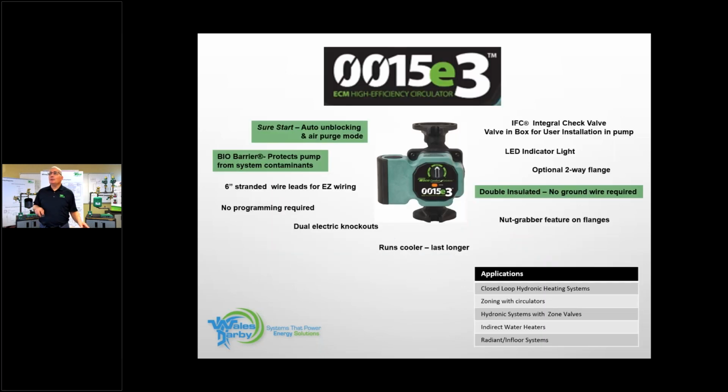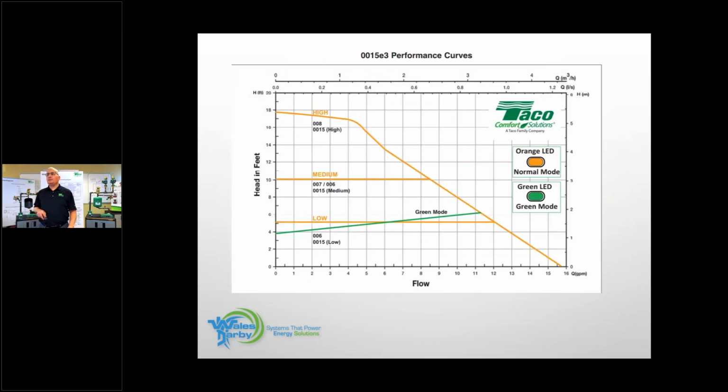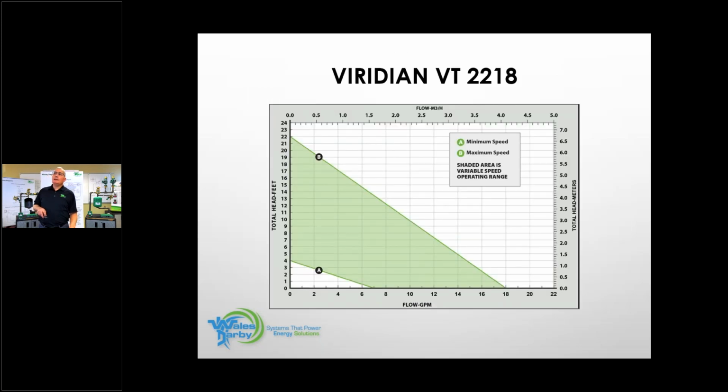There's the sweet spot. 0015E3, same features and benefits, except it's a 3-speed variable speed pump: variable speed on low, variable speed on medium, and at high, we're at high speed and full power. All right, VT2218, everything within that green band is where this circulator can operate. It's a delta T circulator, so it'll recreate pump curves as zones open and close. So we're not following one set pump curve, it actually recreates them as we're going along.